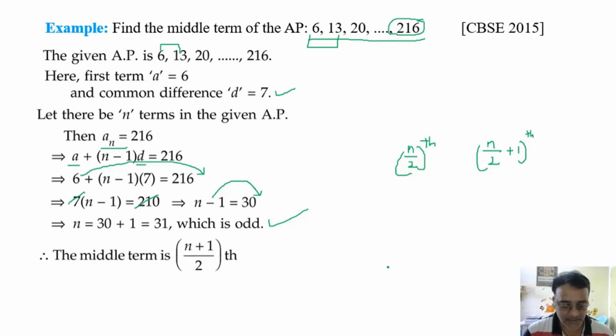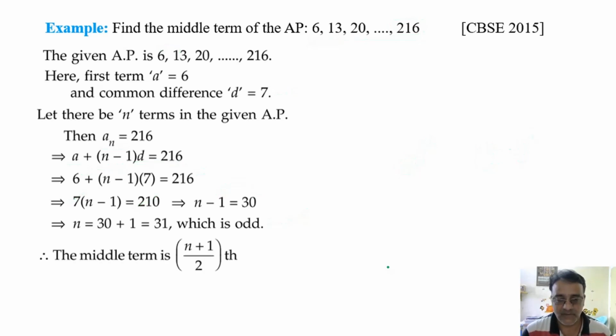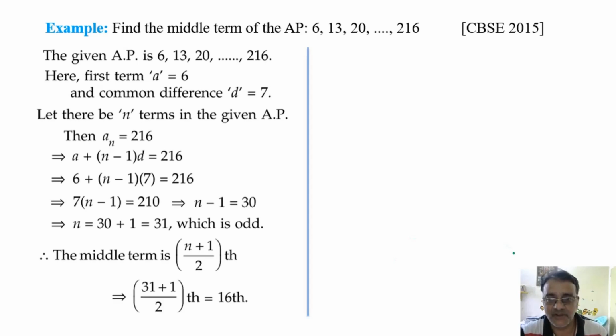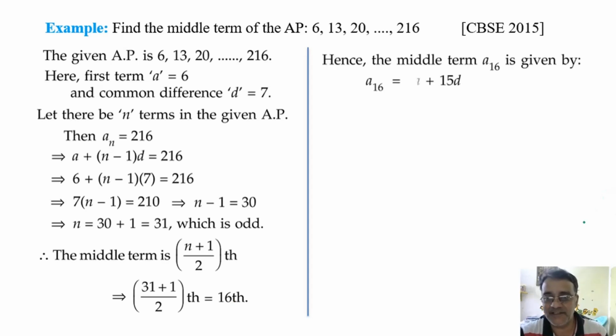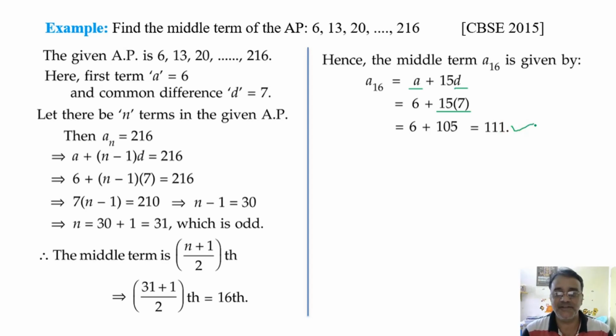So which term is the middle term? 16th. Right, 16th. Good. So that means we have to find A16. What is A16? A plus 15D. Very good. A is 6 and D is 7. So we'll substitute. 15 into 7 is 105, plus 6. What will you get? 111. Right, 111. So this is the required answer. Any doubt in this question?